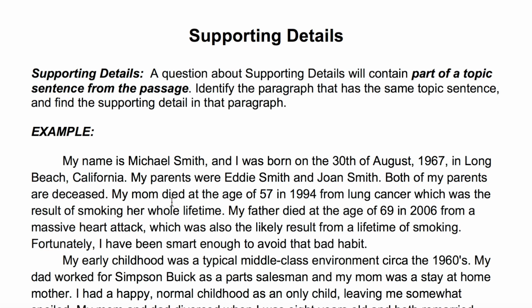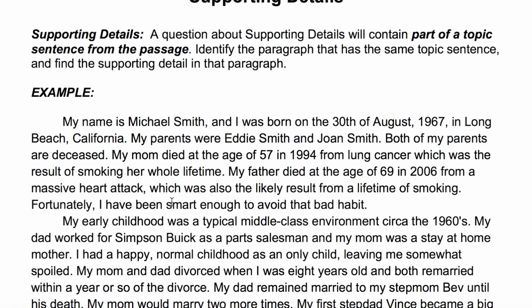For supporting details, when you get a question about a supporting detail, it will contain part of a topic sentence from the passage. So what you have to do is find the paragraph that has that topic sentence in it, and then find the supporting detail in that paragraph. It's a little complicated. Let me explain it.